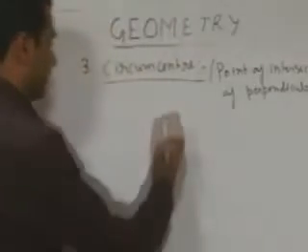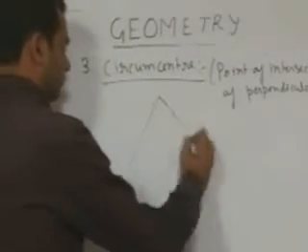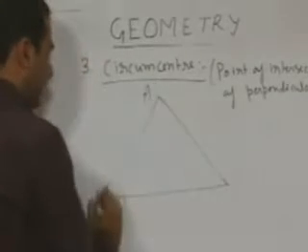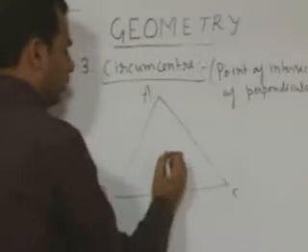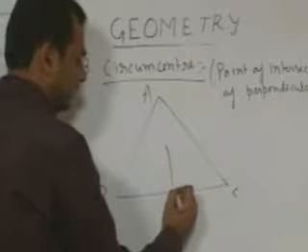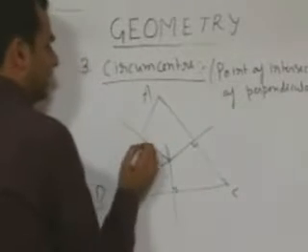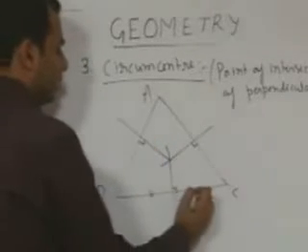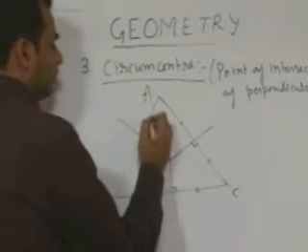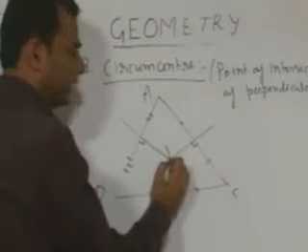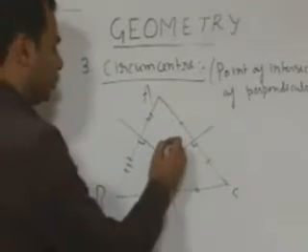For example, if I say this is a triangle ABC, I draw one perpendicular bisector here, this angle is 90 degrees, another here this angle is 90 degrees, and another here this angle is 90, and these two sides are equal. This point is known as the circumcenter. Let's denote it by O.